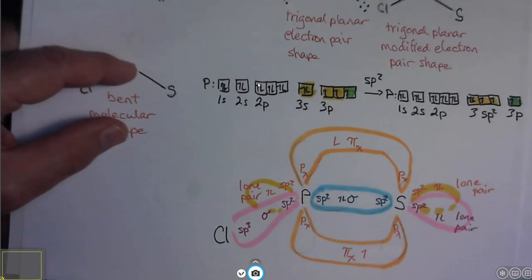It depends on the question. If the question is, what's the shape of a sigma bond? Yeah, I'd call it one of those things.